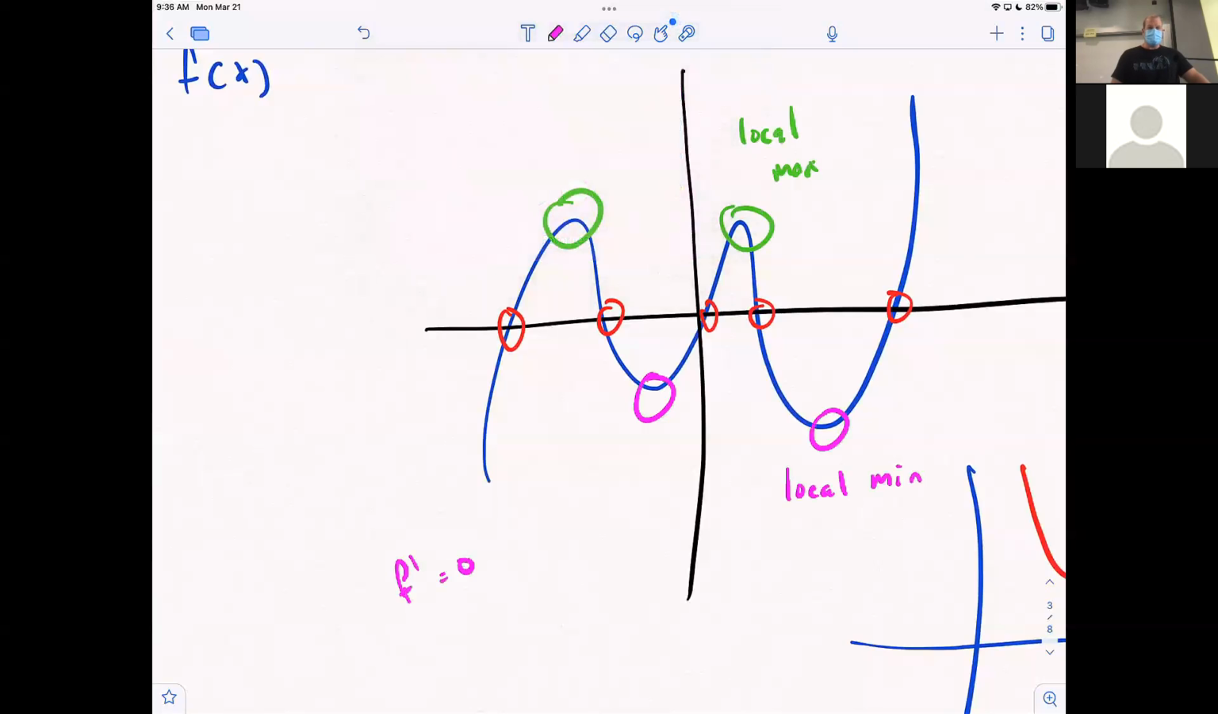Have you guys had calculus before? Kiana, are you in calculus, or do you know what calculus is? No, not yet. Okay. One of the things you'll do when you learn calculus is calculate where these local minima and local maxima are. And they're important because, let's say that this is your range and you want to make the most profits.